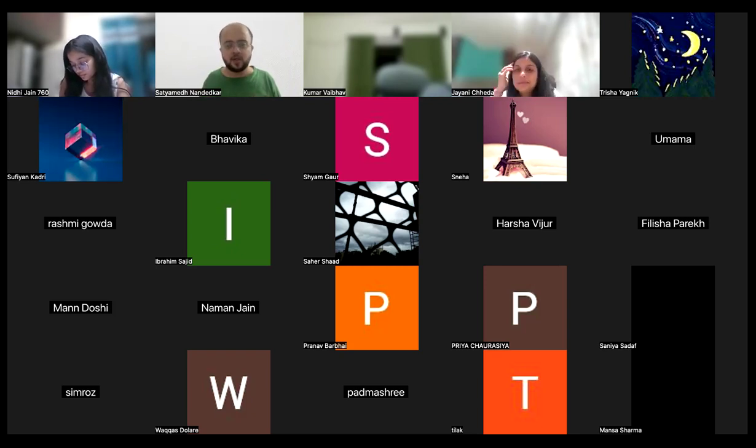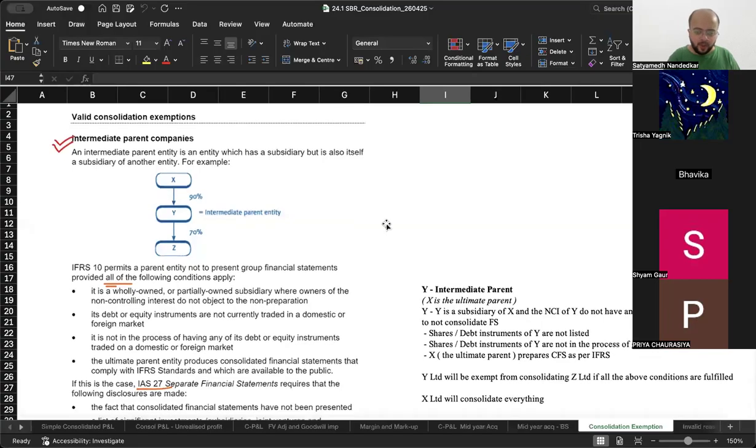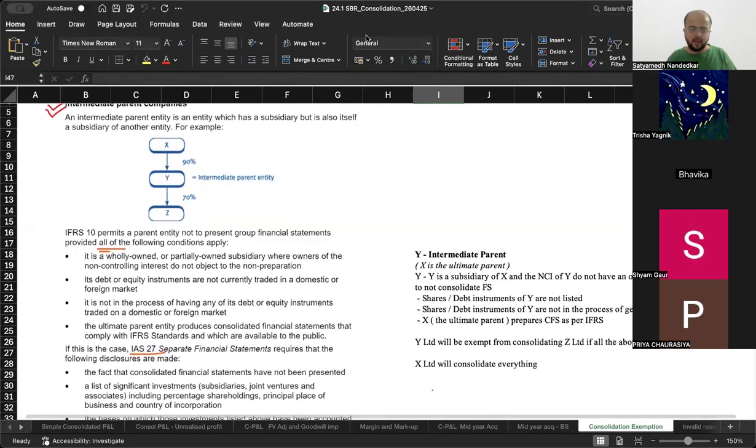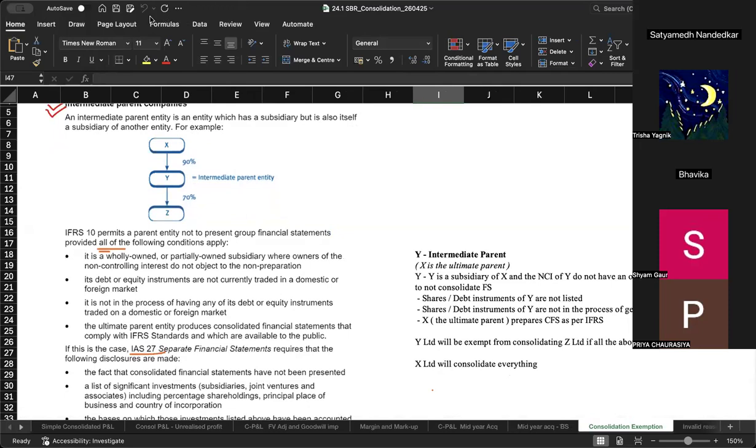And there is another situation. What is that? Investment entities. Very good. Chalo, yaad hai. Have a quick look at this about the intermediate parent. I'll be back in a moment. तब तक आप ये पढ़ लो. ठीक है? Quick.